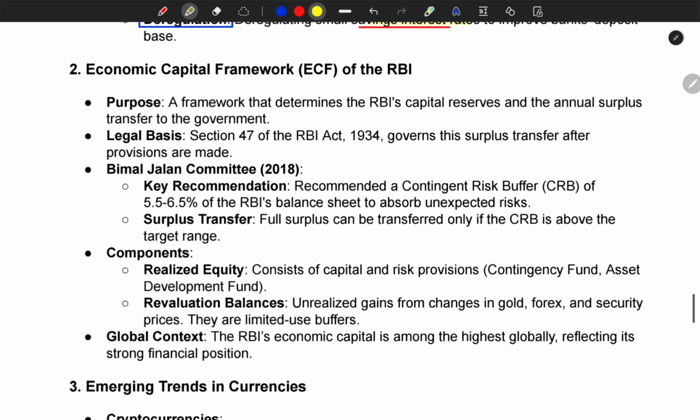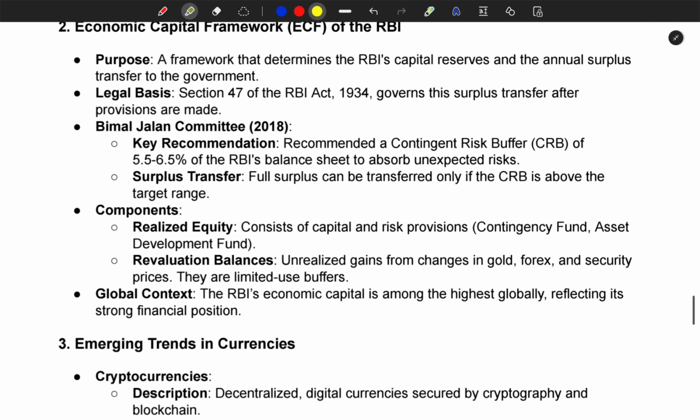Economic Capital Framework (ECF) of the RBI. Purpose: a framework that determines the RBI's capital reserves and annual surplus transfer to the government. Legal basis: Section 47 of the RBI Act 1934 governs this surplus transfer after provisions are made.